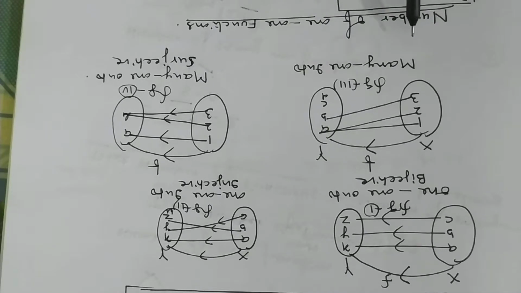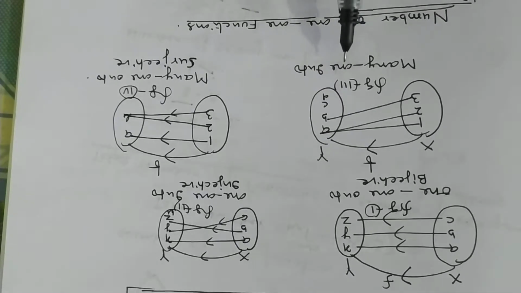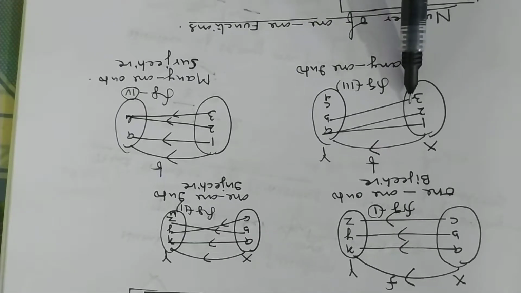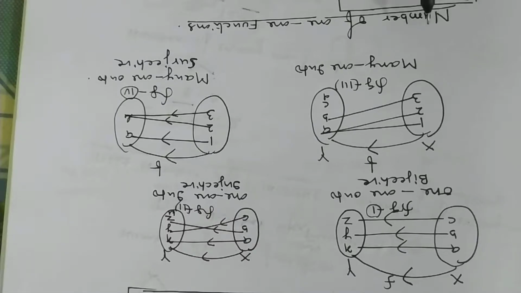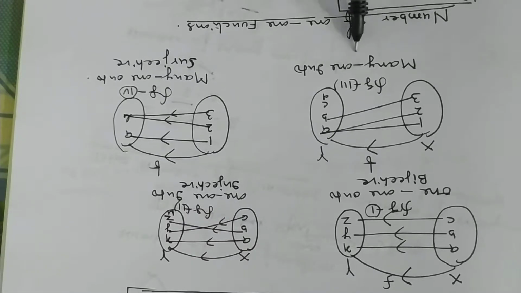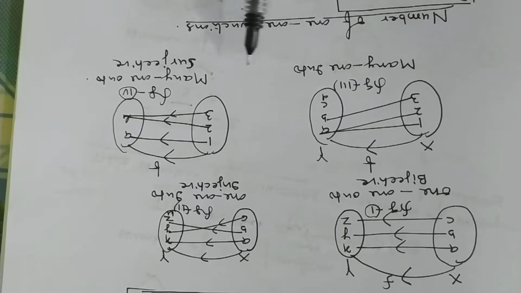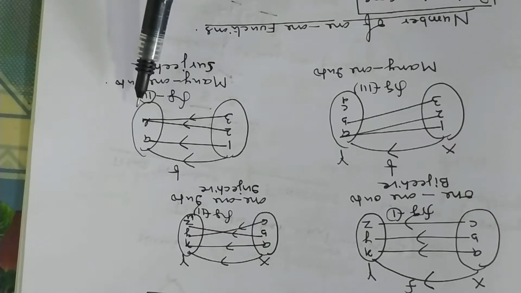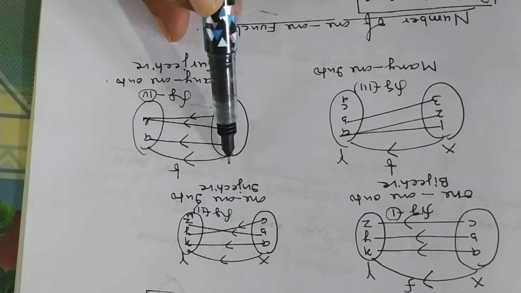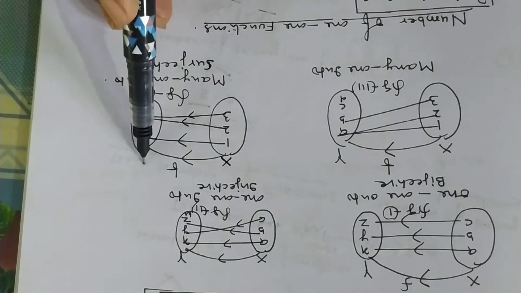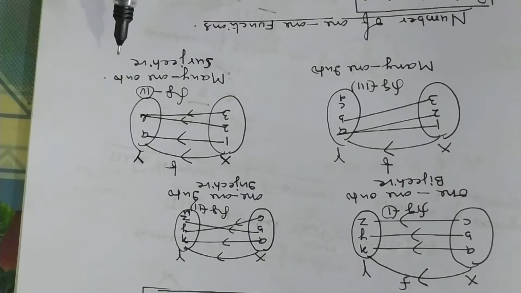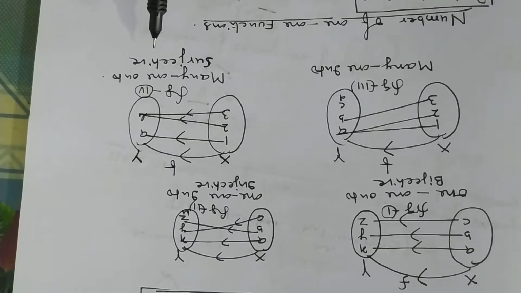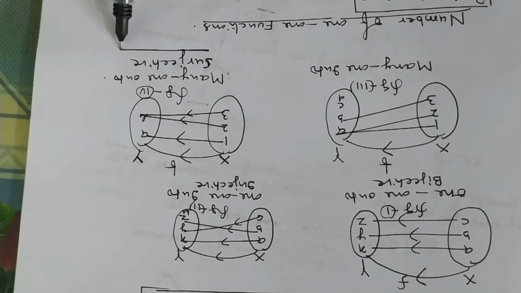Now in figure 3, many-one into function, because 2 elements have no pre-image in the domain. So it is many-one into. And what do you observe here? Every element of this set Y has a pre-image in X. So it is onto. But this is many-one onto. This is also known as a surjective function.